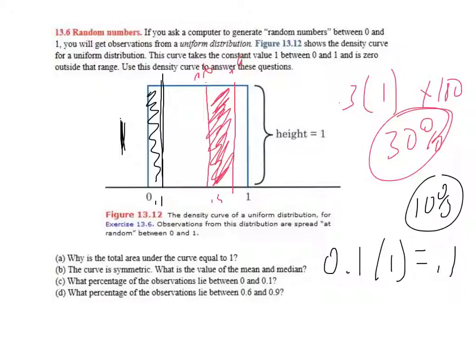So that would be 0.6. If you go to 4 decimal places, 0.6001 up to 0.8999, 30% of the numbers would be in between those, or including and in between. So that's all they're trying to get you to think about in this problem, is finding these areas.